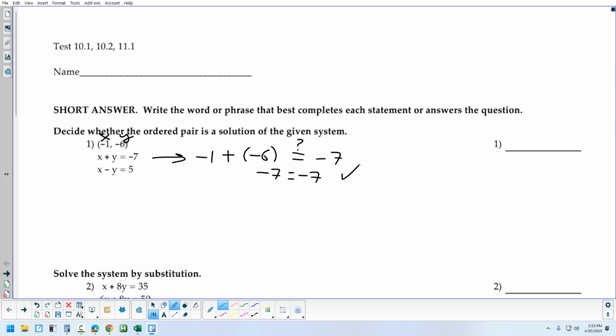When I fill it in the bottom, what is that equation going to look like? -1 minus -6. The -6 would be in parentheses, right? You can put it in parentheses, or if you write it like that, that's okay too. Because what's going to happen there? It's just going to turn into positive. Yep. So -1 plus 6. Does -1 plus 6 come out to 5? Yes. So that means that that coordinate is a solution to the system.